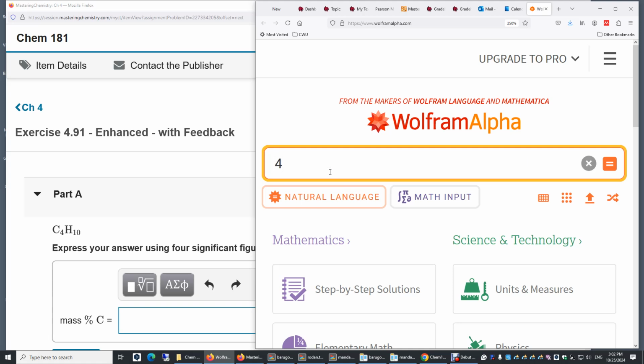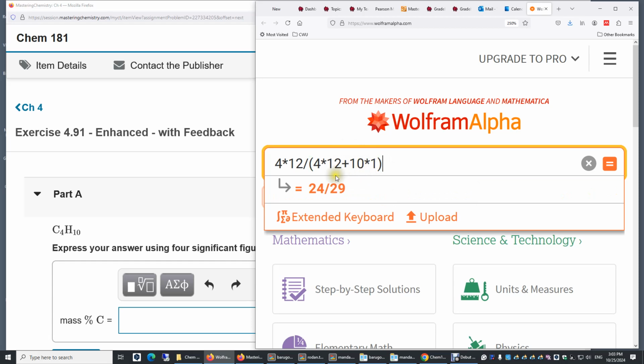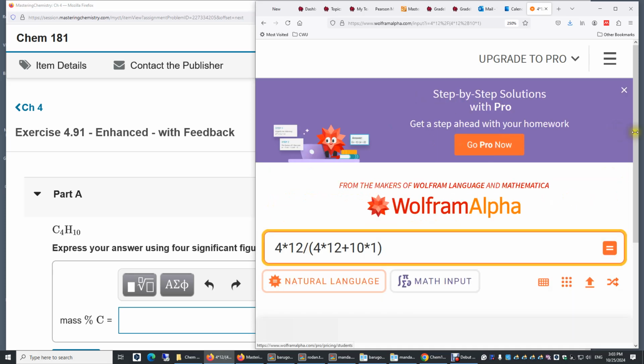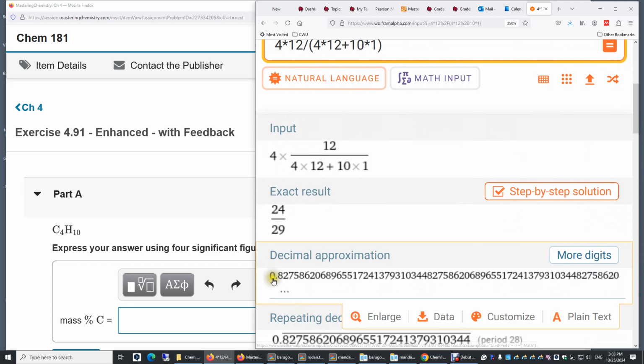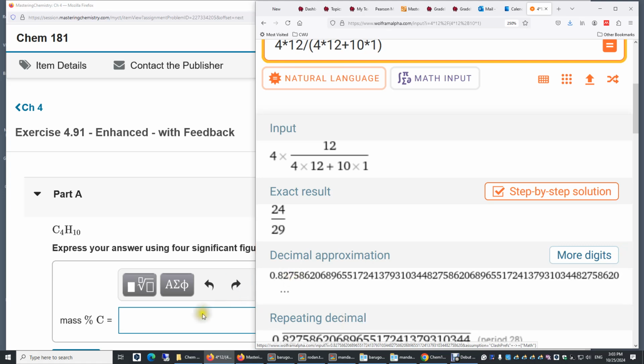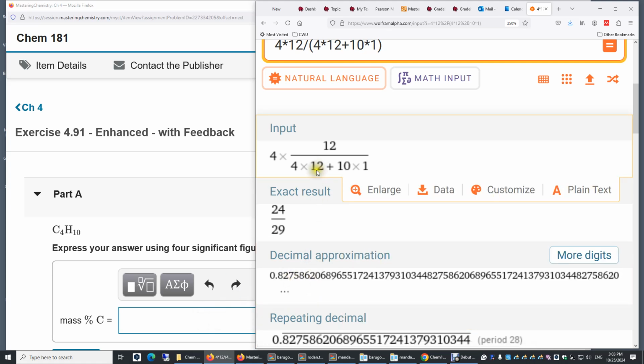We have 4 moles of carbon, so 4 times 12, that's the mass of carbon. And then we have 10 times 1, and we will compute this. The result is 0.8276 to 4 figures.